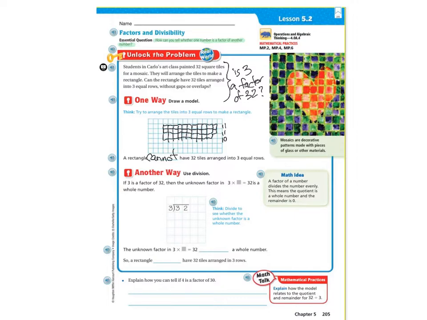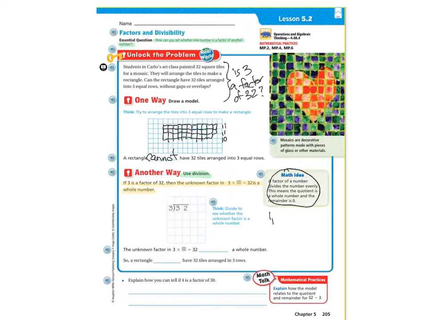Another way, I'm going to highlight this, is we can just use division. What it's telling us here is if 3, and I will highlight this in gold, is a factor of 32, then the unknown factor in 3 times what is a whole number. What do you mean, whole number? Well, that's the math idea. A factor means that I can take a number and divide it evenly, and that means my factors are going to be whole numbers.